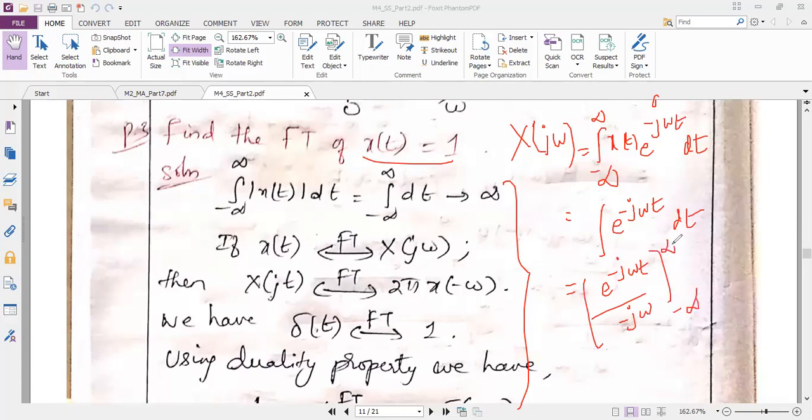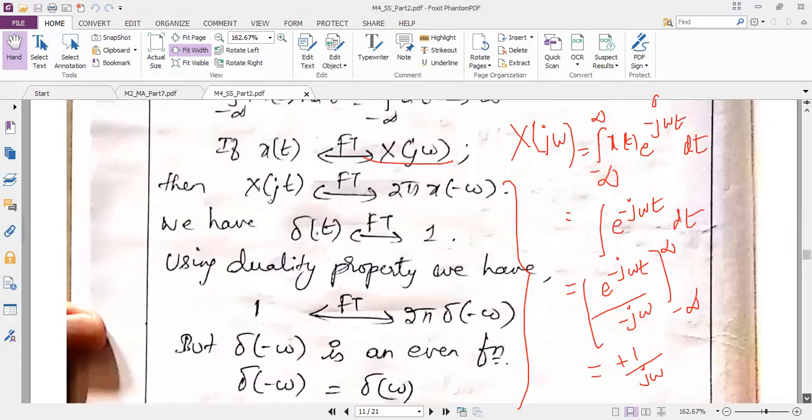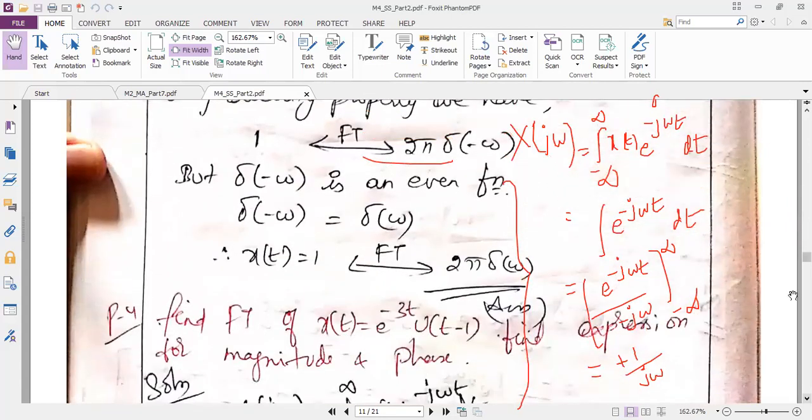Can anybody complete and get me the answer? Minus 1 by j omega. What about others? Are you getting the same answer? Plus 1 by j omega, ma'am. Plus 1 by j omega. Okay. I don't have the answer. What you say, I will take it. Let me see my answer.